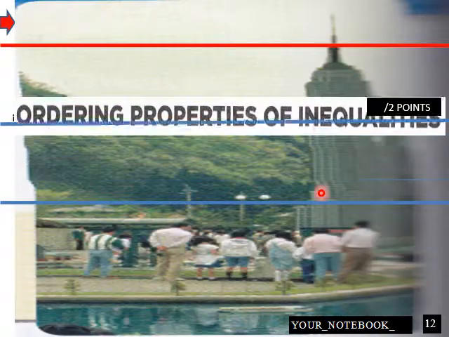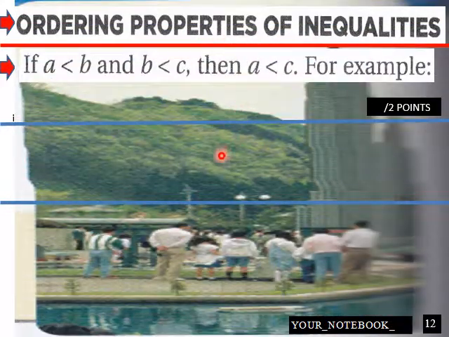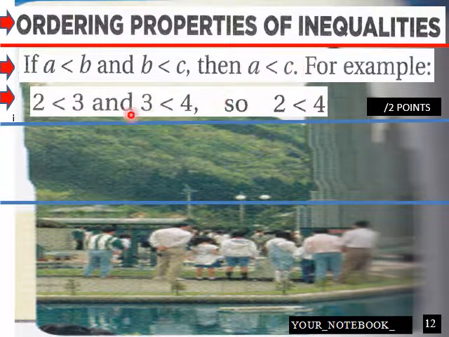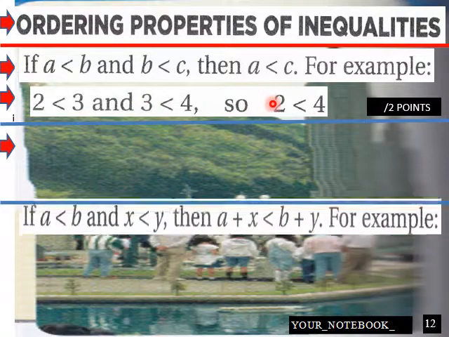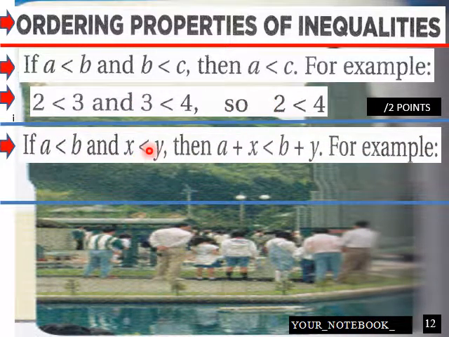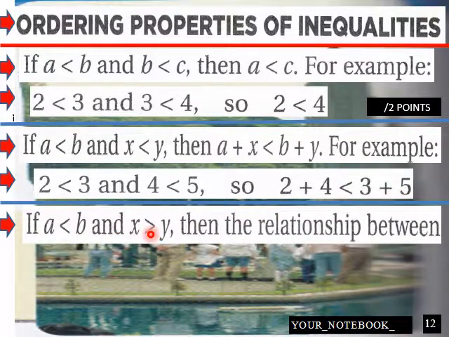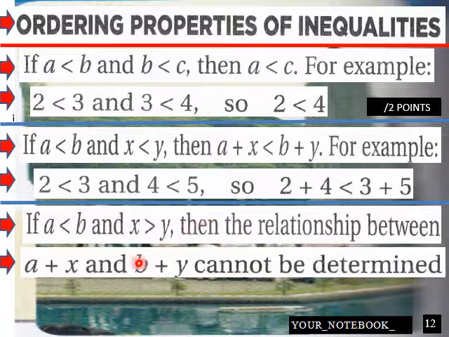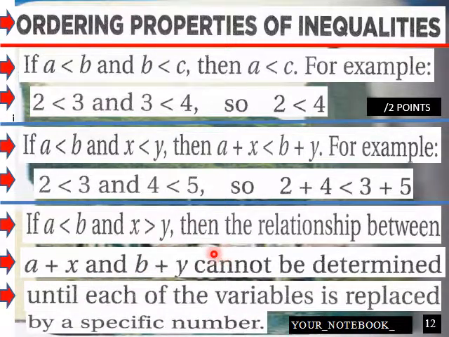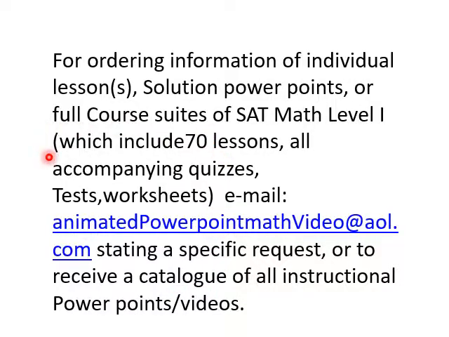Notebook here. And we've got ordering properties of inequalities here. If A is less than B, and B is less than C, then A is less than C. For example, 2 is less than 3, 3 is less than 4, so 2 is less than 4, yes? If A is less than B and X is less than Y, then A plus X is less than B plus Y. For example, 2 is less than 3 and 4 is less than 5, so 2 plus 4 is less than 3 plus 5. If A is less than B and X is greater than Y, then the relationship between A plus X and B plus Y cannot be determined until each of the variables is replaced by a specific number. And that's where we'll leave it right now.